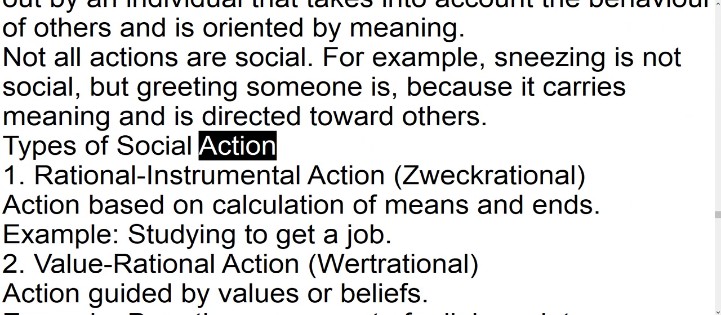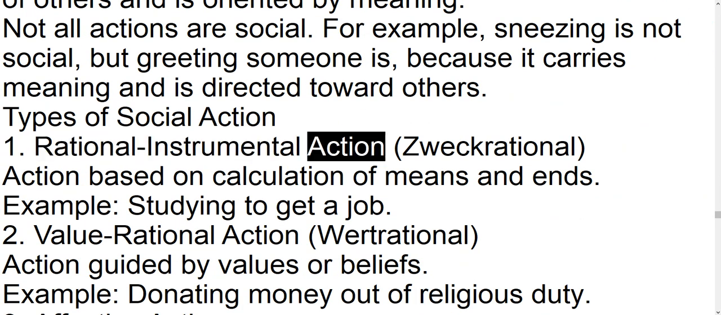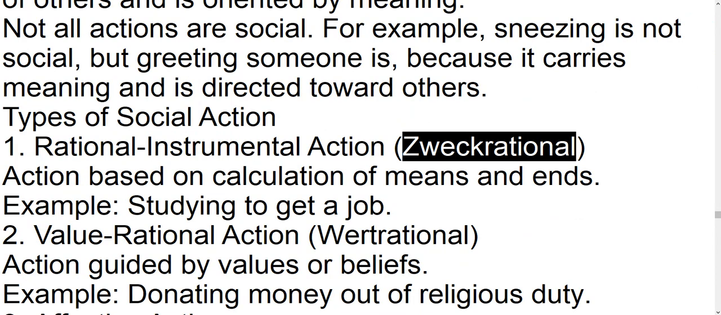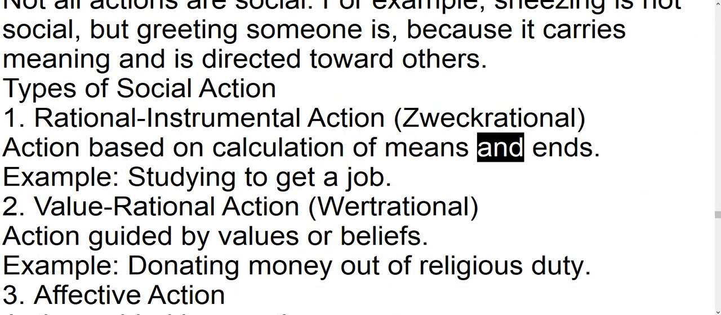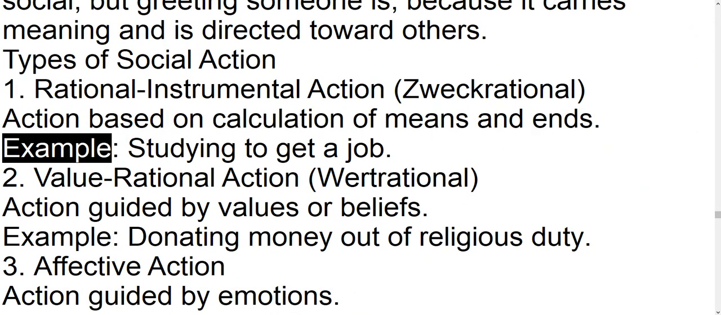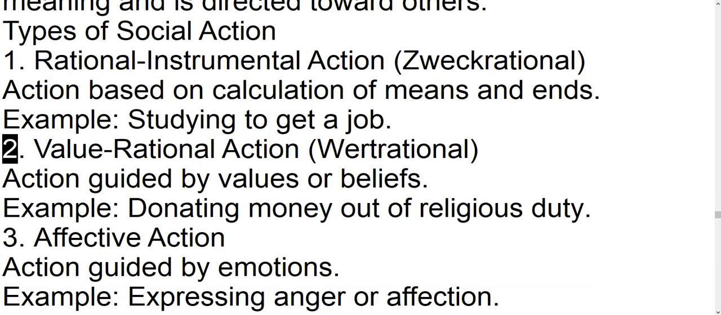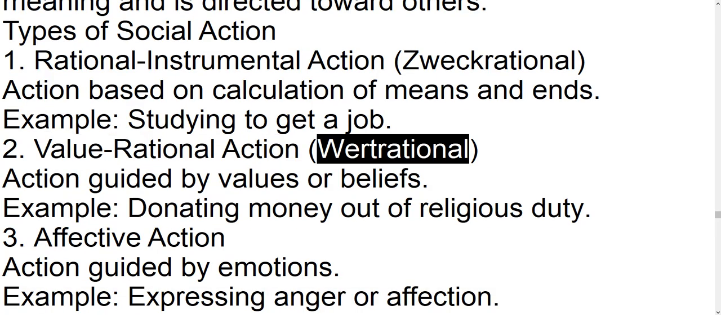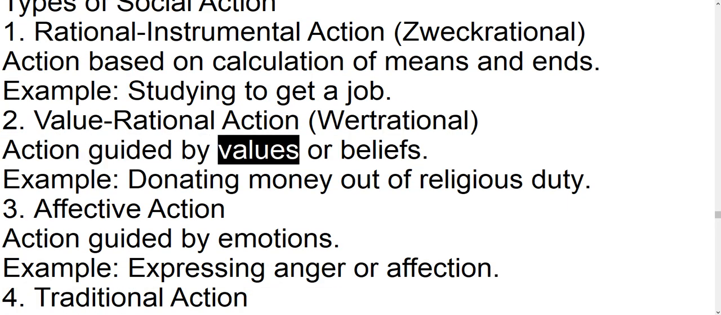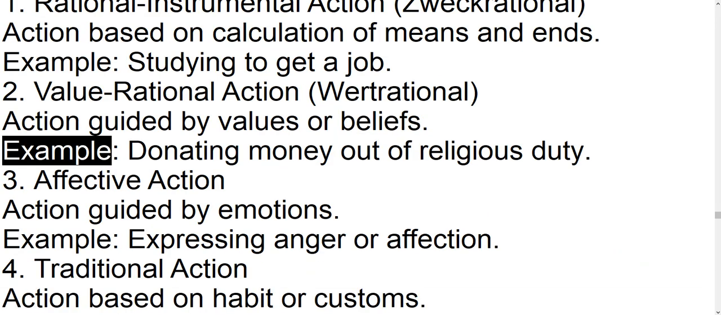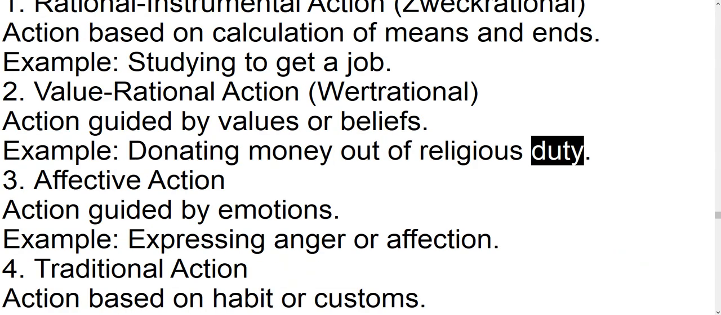Types of social action. 1. Rational instrumental action, Zweckrational. Action based on calculation of means and ends. Example, studying to get a job. 2. Value rational action, Wertrational. Action guided by values or beliefs. Example, donating money out of religious duty.